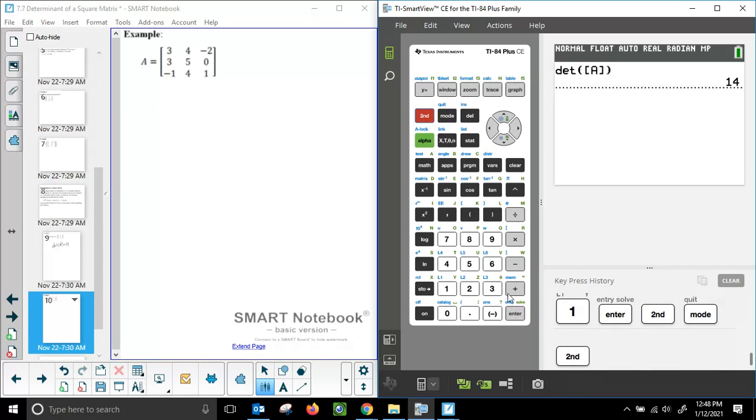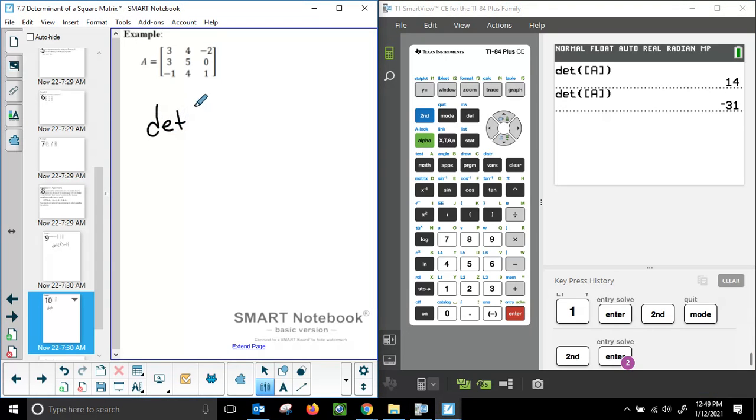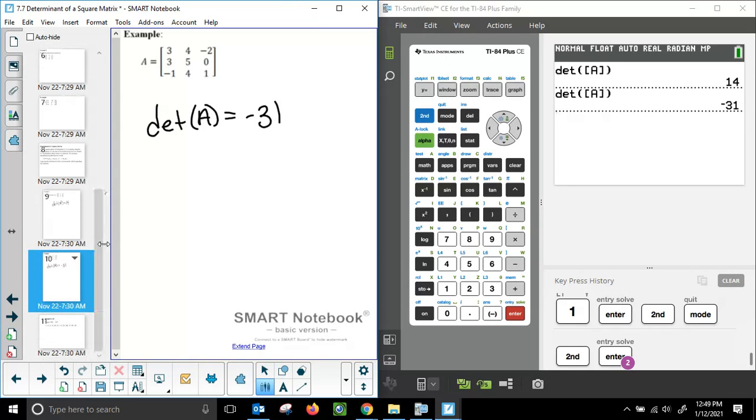Now we can click back out. I'm just going to cheat a little bit here and say second enter, and that will bring up the determinant of matrix A, and I have edited A to be what I want it to be. So -31. We know from our calculator that the determinant of this matrix A is equal to -31. Pretty straightforward, pretty cut and dry. That's really all we're doing with determinants.